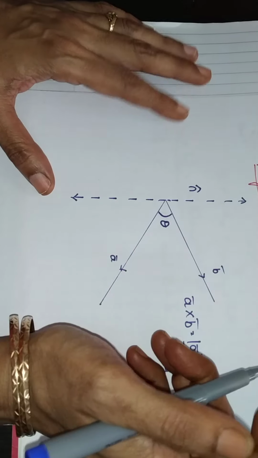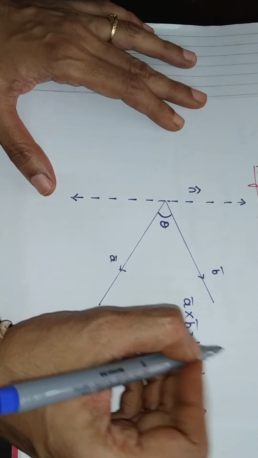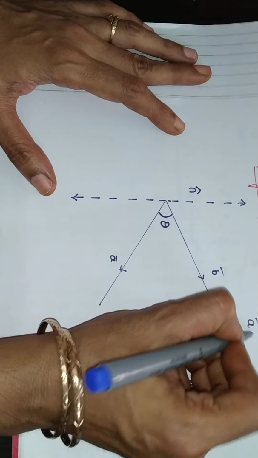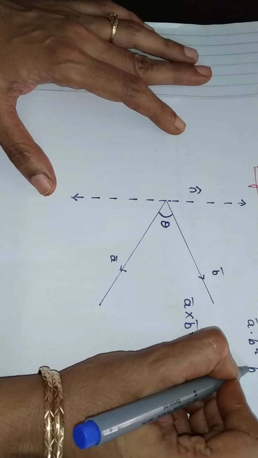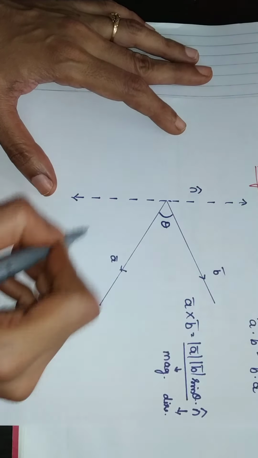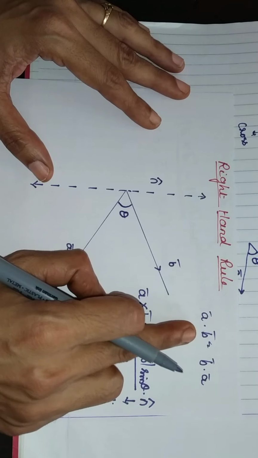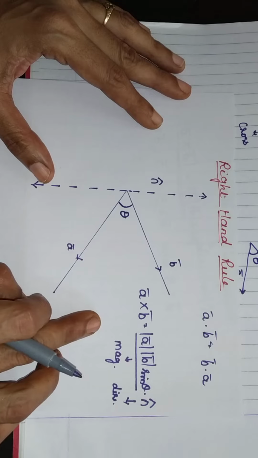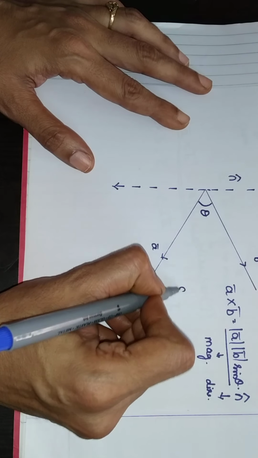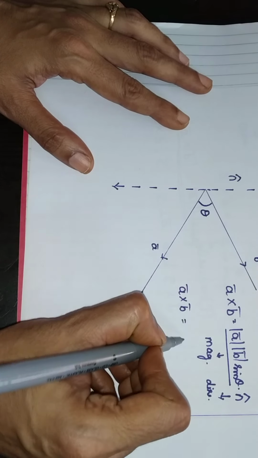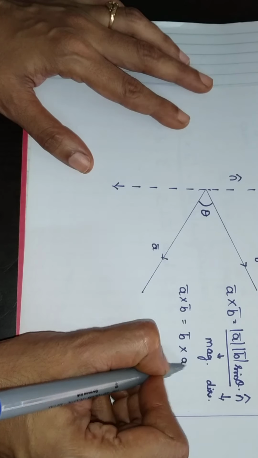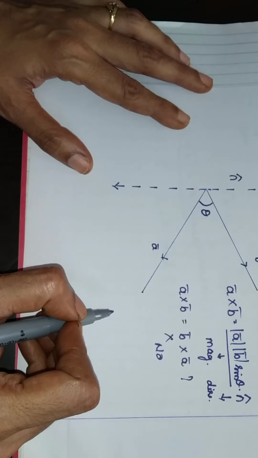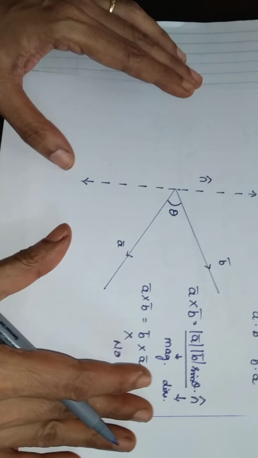Now when we learned about dot product, we learned that dot product is commutative. We saw that A dot B is the same as B dot A. Now what about B cross A? Is A cross B the same as B cross A? No, this is absolutely wrong. It is not so. Why is it not so?